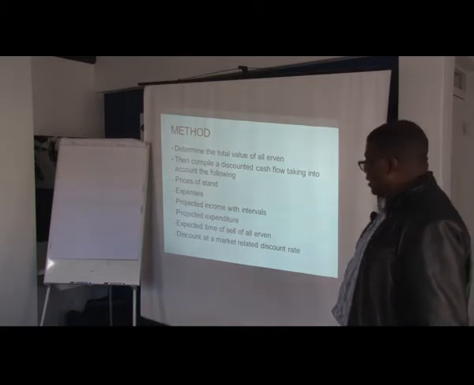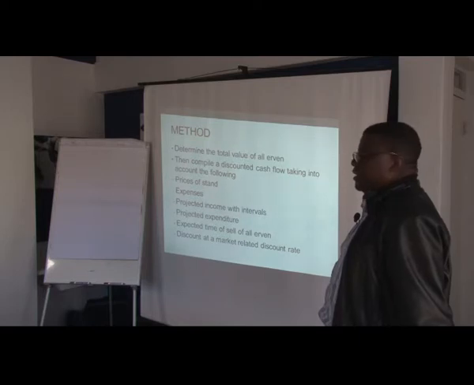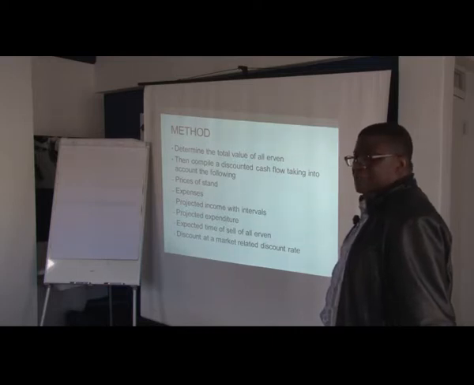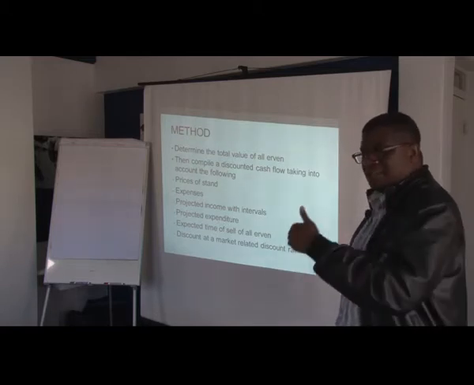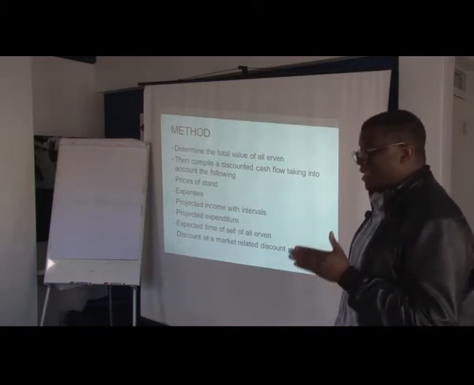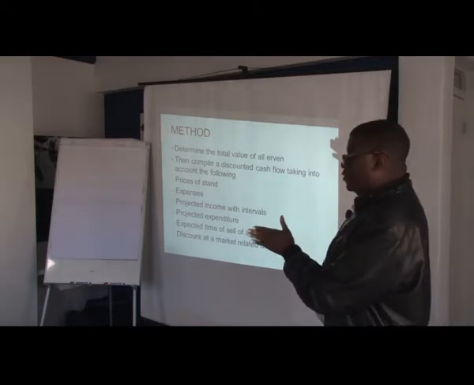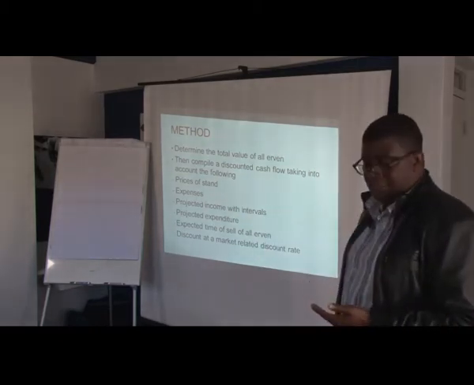Basically that's where you use the discounted cash flow approach. So determine the total value of all the stands, compile a discounted cash flow, take into account the prices of the stand, the expenses, and all the income at whatever specific periods of time. Remember, you are not going to sell all these stands at once. So you need to project the income that you are going to be receiving at specific periods of the year or over the life of the entire project.